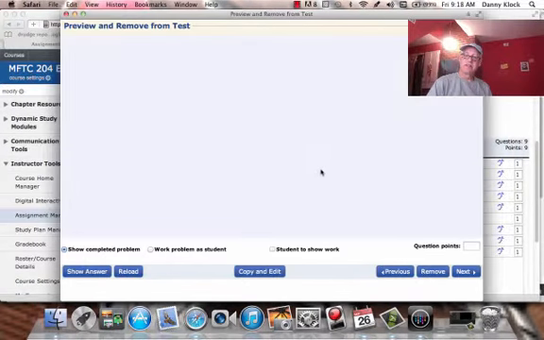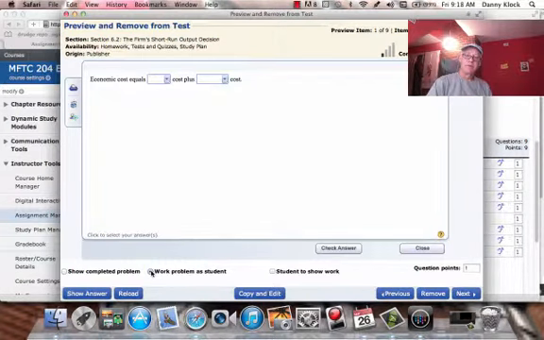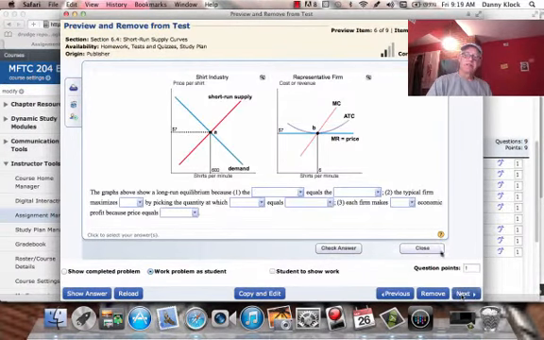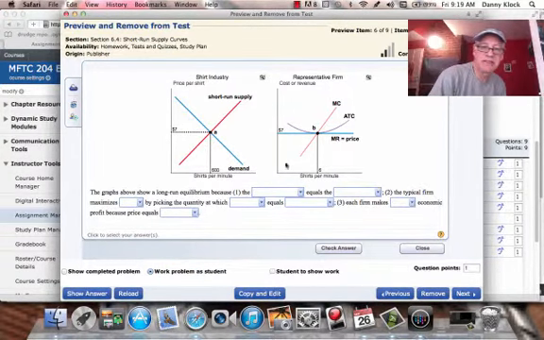There are 9 questions in the quiz this week. Oops, you saw that one. I had the answer for the first one. Let me see. So here, this is your classic long run equilibrium here. So again, take a look at this in the book before you take this quiz.